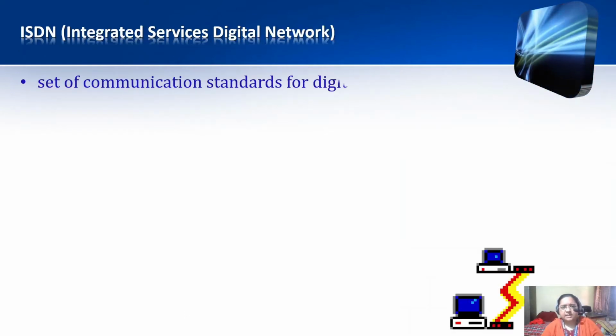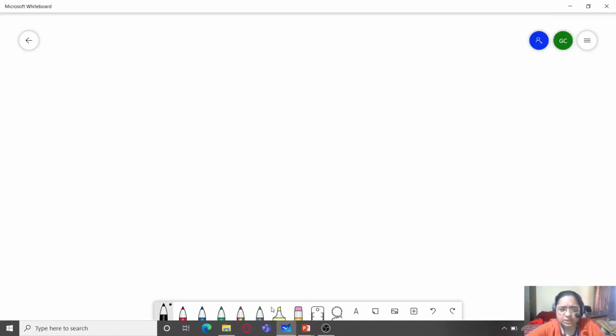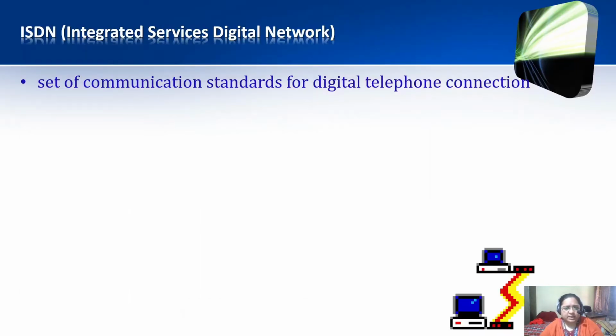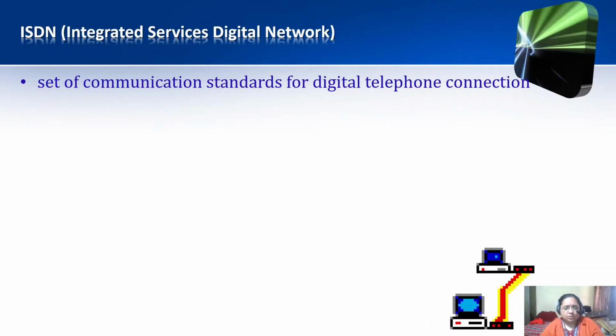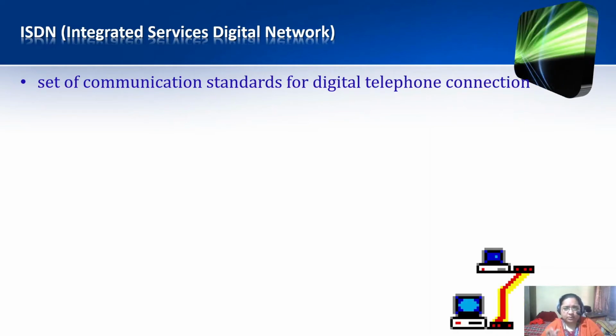Next was ISDN, Integrated Services Digital Network. Now, one more thing about dial-up connection was the maximum speed was only up to 56 kbps, which is much less. You could only browse and send emails. No real-time streaming of movies or videos, no listening to audio or heavy file downloads. All those things couldn't be imagined.